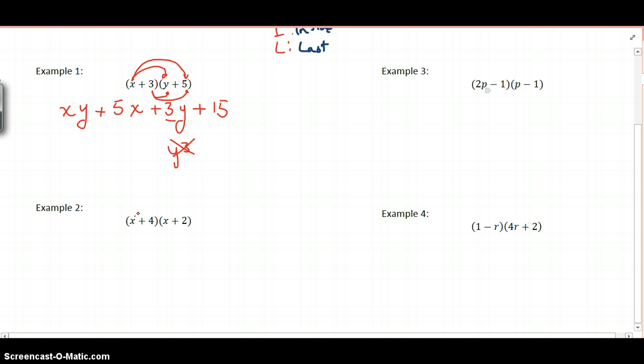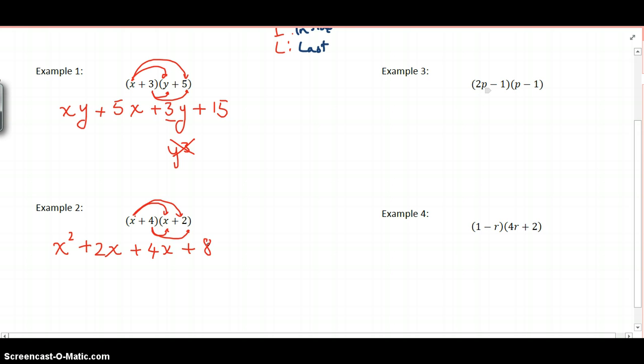Okay, now that you've given it a shot, let's follow FOIL. So FOIL is first. What is x times x? That is x squared. What are the two outside terms? x times 2, 2x. Notice I didn't write x2, I wrote 2x. Now what are the two inside terms? What is 4 times x? 4x. Keep in mind I didn't say x4, I said 4x. And what is 4 times 2?